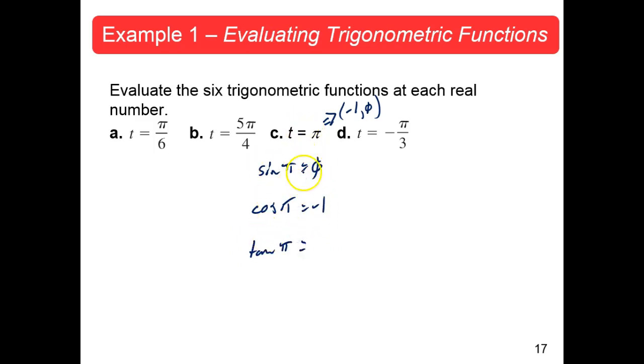No, it's y over x. Cotangent is the other one. So tangent is 0. If you line them up this way, it's just 0 over negative 1, which is 0. And then what is cotangent of pi? That's your x over y. Which is? Undefined. Got it.